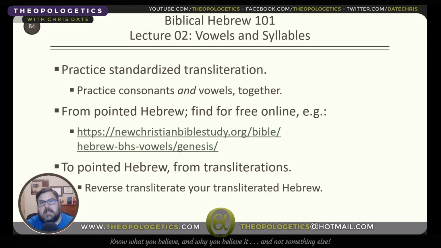And like I said in the last lecture, make sure that you are practicing your transliteration not just from Hebrew to English transliteration, but from English transliteration to Hebrew, to pointed Hebrew. There's a number of ways you can do this, but I think the fastest and easiest way is just to take the transliteration that you produced when you were practicing transliteration from Hebrew, take the result, and then reverse transliterate it back into Hebrew. And then compare the original with what you've produced after this two-way process. And if you got it matched up, then you know you did it right.